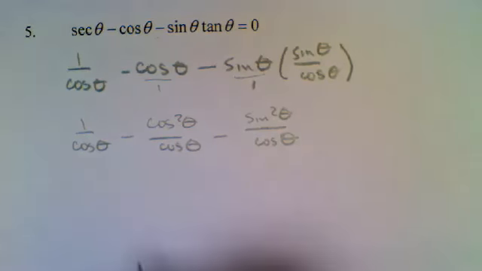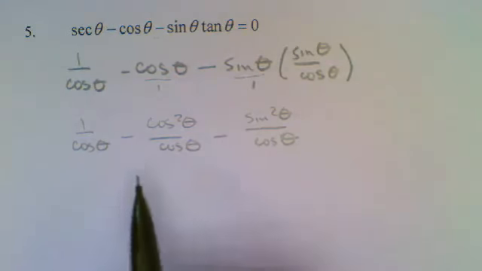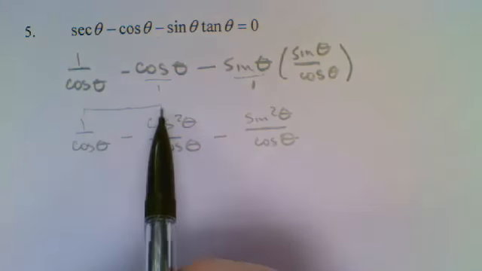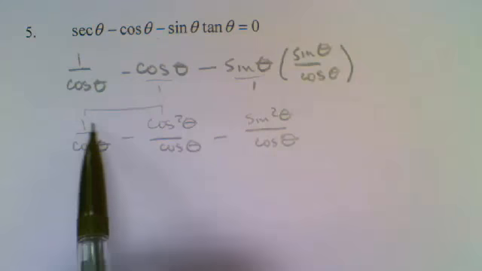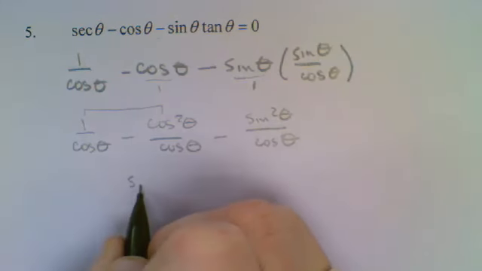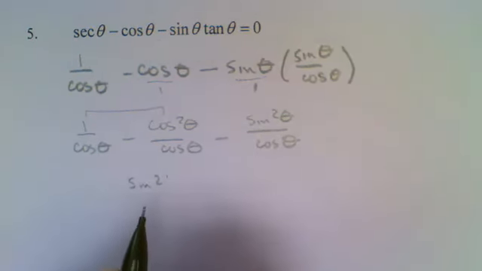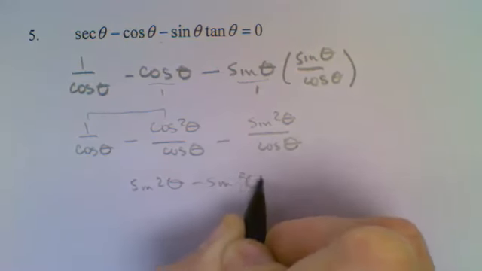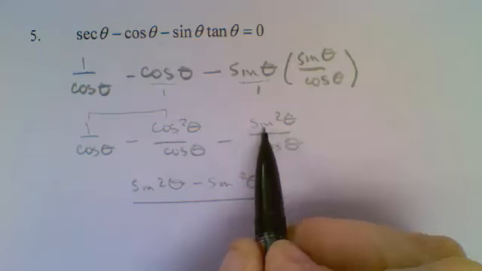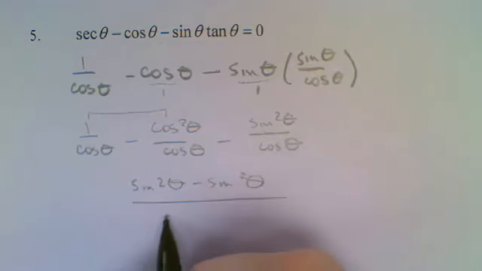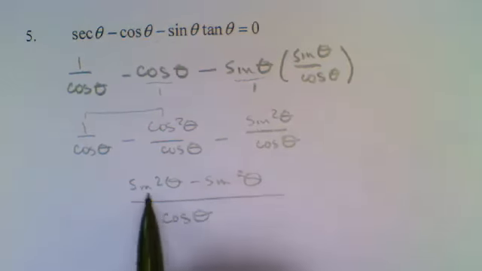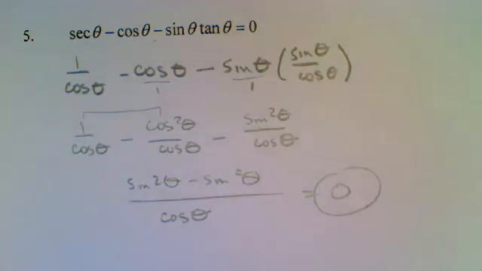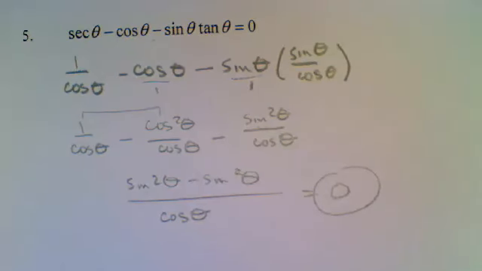So now I can put them all together. When I go to put them all together, I see that I have 1 minus cosine squared, let's say. I know when I put that together, 1 minus cosine squared is sine squared, so I can do that. So this becomes sine squared theta minus the sine squared theta I had there, still all over cosine. Sine squared minus sine squared is 0. So it does equal 0. All right.